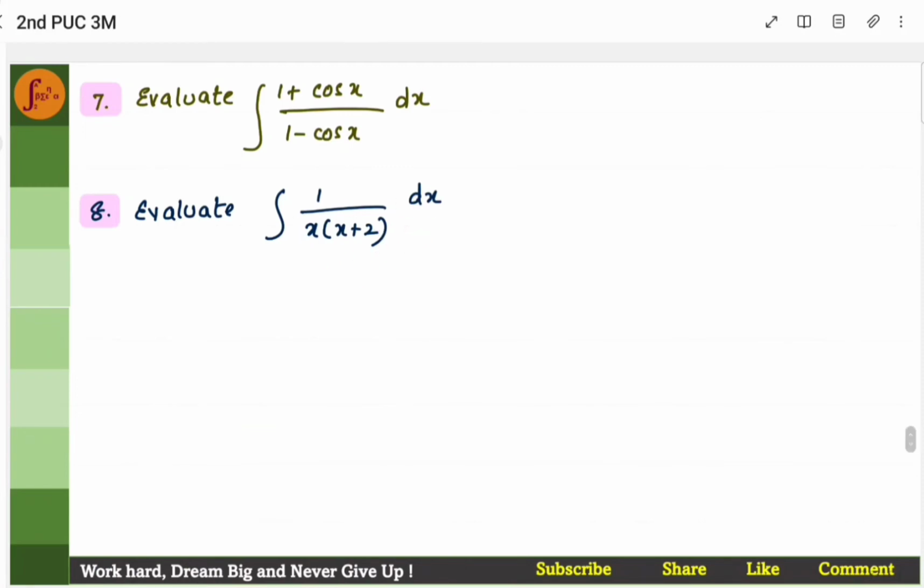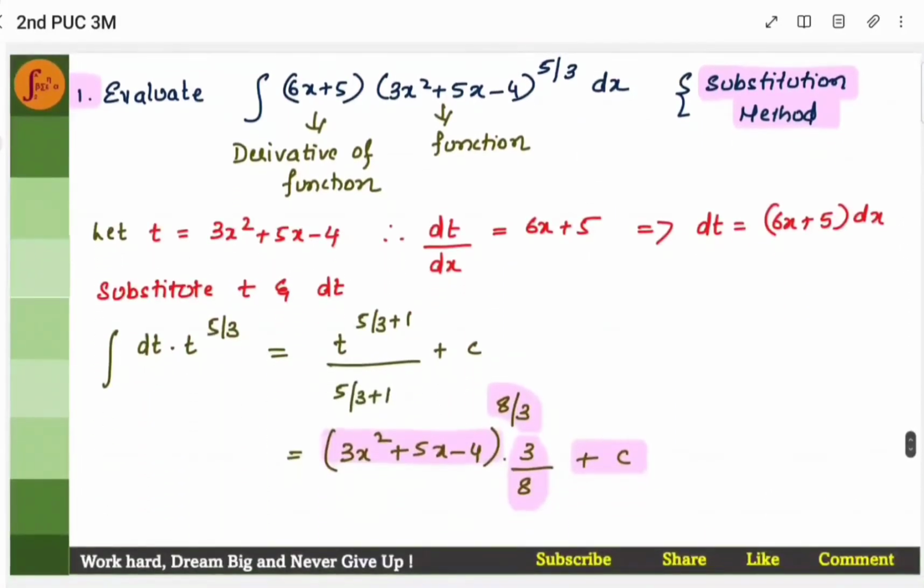Here you have to use partial fraction method. So let's go through these problems, right? So here you see, first look at the function. This is the function. Is the derivative present?